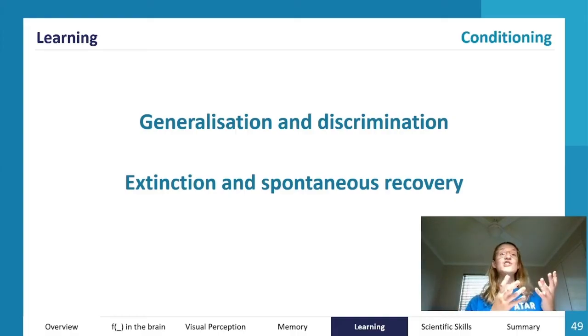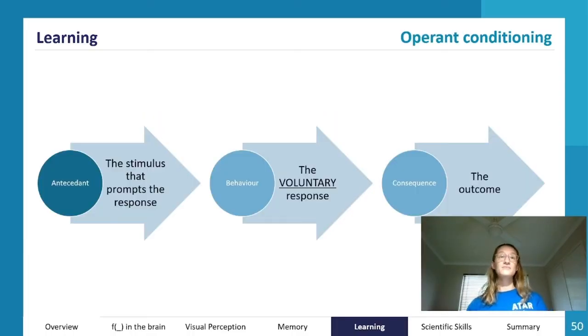So extinction would be the bell rings, the dogs don't feel the need to drool anymore, but spontaneous recovery would be one day if someone randomly rung a bell and that conditioned response actually just spontaneously came back. So that's our extinction and our spontaneous recovery, if the conditioned response spontaneously comes back. Moving on to our second major type of learning, which is our operant conditioning.